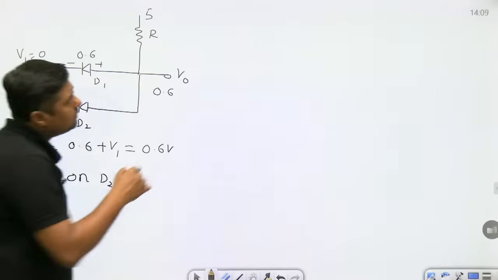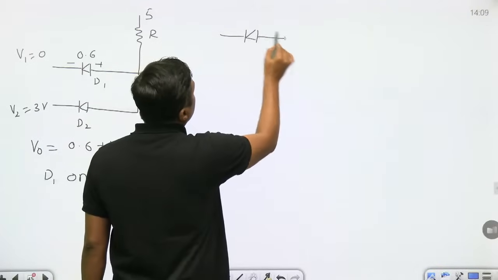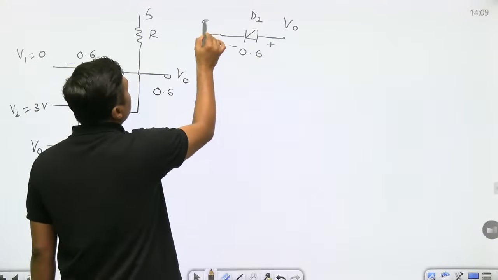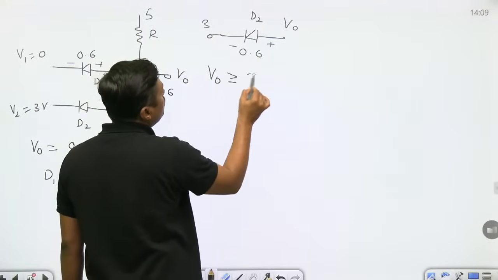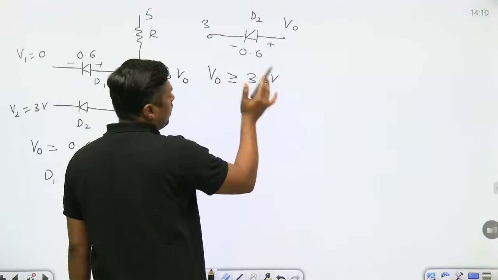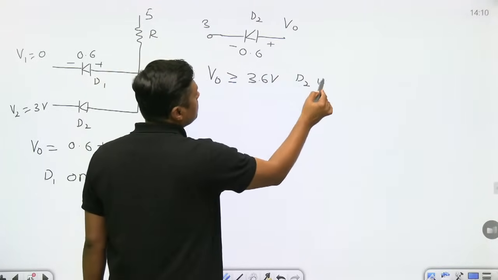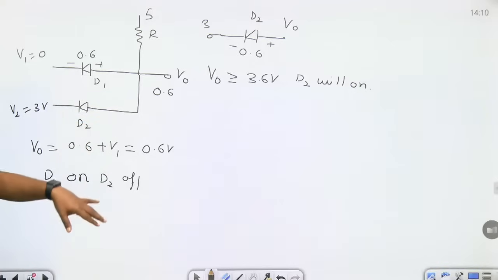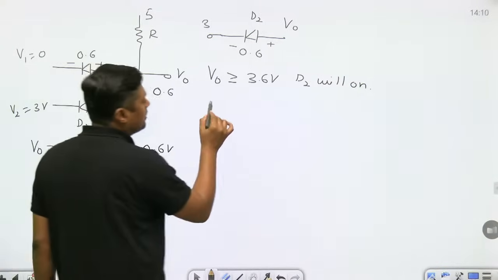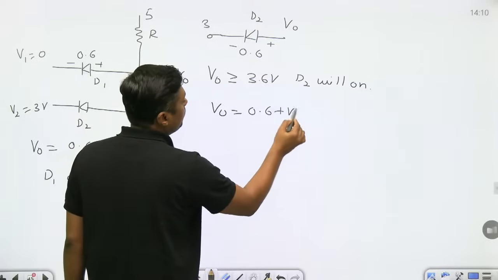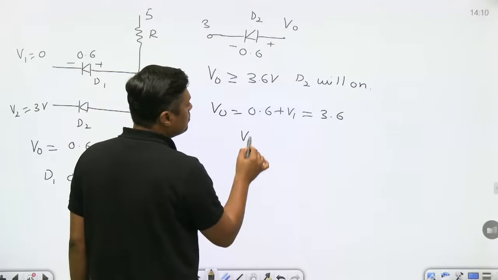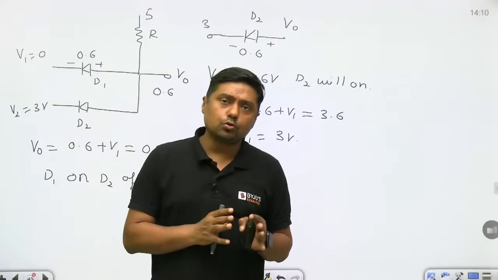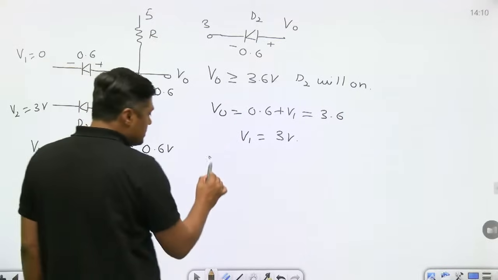Now, when will D2 be on? This is the reverse bias voltage, 3 volt. When V0 is greater than or equal to 3.6 volt, D2 will be on. So what is the value of V1 for which D2 will be on? V0 is equal to 0.6 plus V1, that is equal to 3.6, means V1 is equal to what? 3 volt.